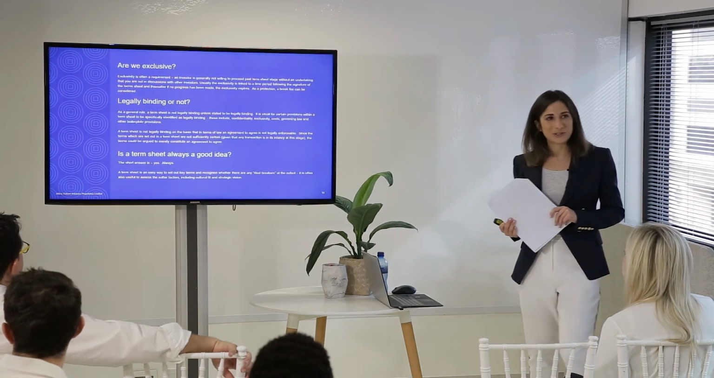And is a term sheet always a good idea? The answer is yes. You always want to make sure that you've set your expectations, that you understand where the investor is coming from, that if this is not the right investor, you've actually put a line in the sand and stopped wasting your time, right? And you can often tell this at term sheet stage. Yeah, that's it from me.